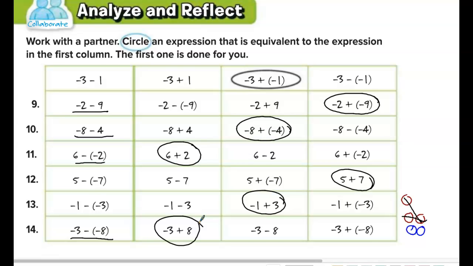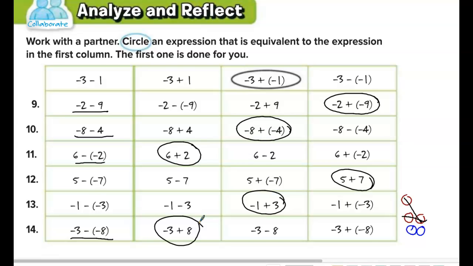So number 15 says, study the pattern in the table, write a rule you can use to find the difference of 2 integers without using counters. Bryce, what do you think? What I did for the 9 through 14 is I just took the plus and minus sign, whichever one it is, you change it to the other one, and then if the other number is a positive, turn it to a negative.